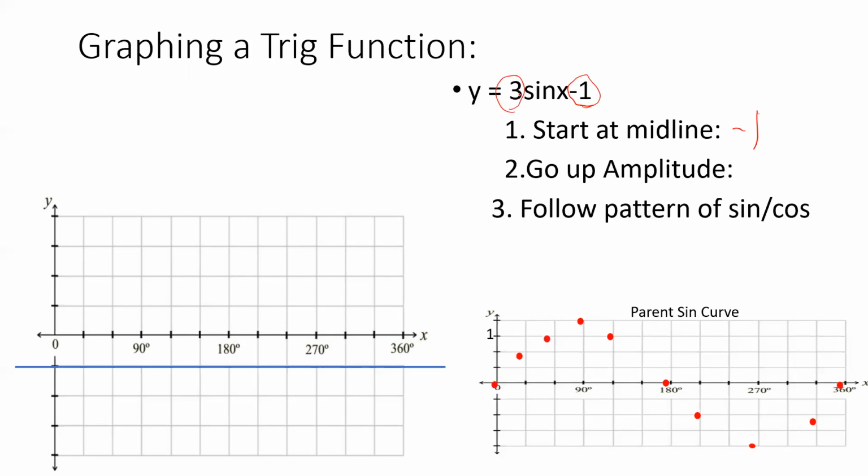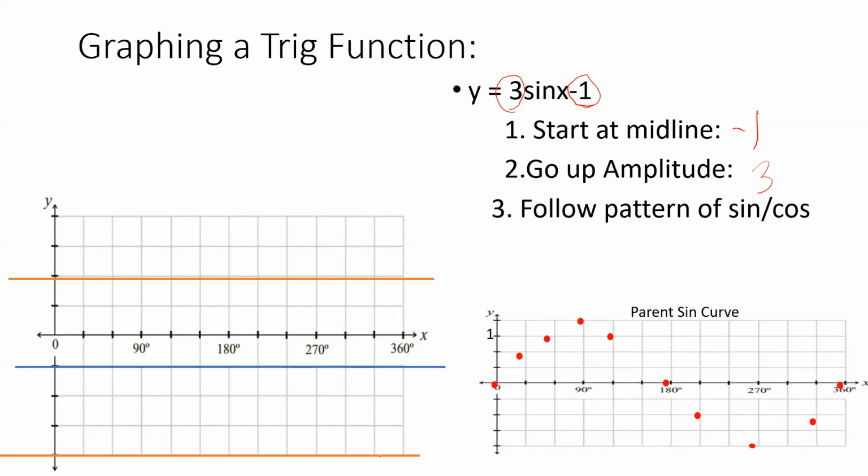And then we are going to go up our amplitude. Our amplitude is 3, meaning that from -1, we're going to go up 3 and down 3. And I'm going to draw in those lines. That's how high my graph goes and how low it goes. It's never going to go above that orange line, and it's never going to go below that orange line. Those are kind of like the limits.